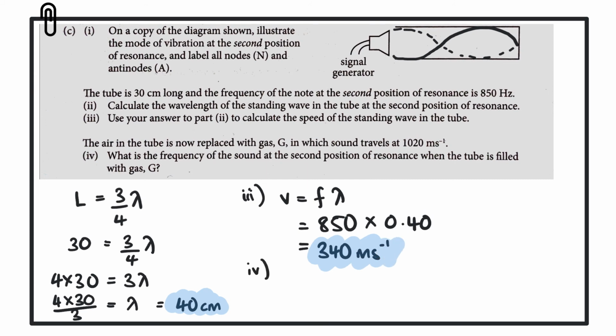And finally then, the air in the tube is now replaced with a gas, G, in which the sound travels at 1020 metres per second. So what is the frequency of the sound at the second position of resonance when the tube is filled with this gas? We're still looking at the second position of resonance, and since our tube had a fixed length of 30 centimetres, that means that the wavelength is still going to be 40 centimetres. If we know that the speed is 1020 metres per second, then we can work out the frequency, again using v equals f lambda. So the velocity is 1020, that's equal to f multiplied by 0.4.